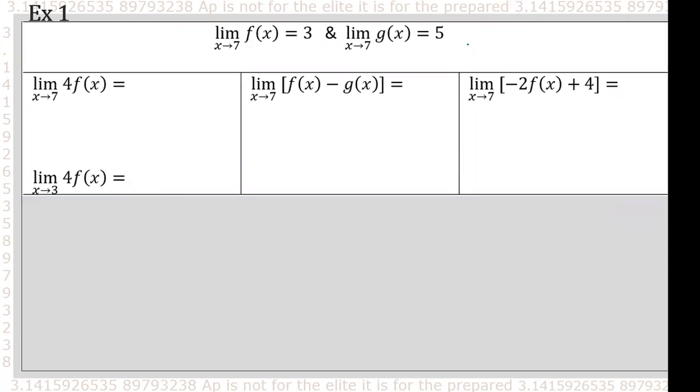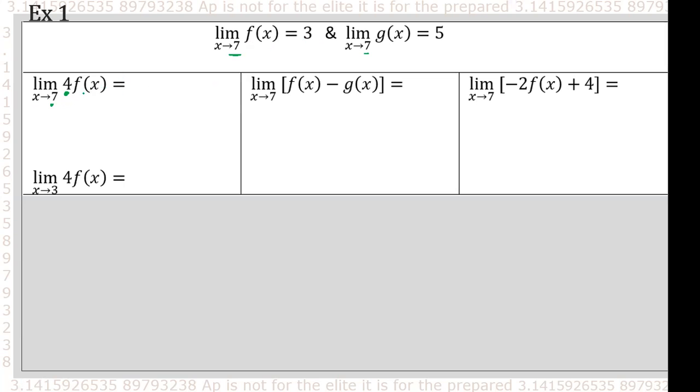So for the first example, something that you might encounter is when they give you some function f approaching a limit, so say 3, as x approaches 7, and some function g approaching 5. Notice how these gave you two different numbers. We're going to try to use our properties. The first one says, if you have 4 times a function approaching 7, right? Because we only know what happens on both of these functions when it approaches 7. We don't know what happens when it approaches 3 or 12 or negative something, only 7.